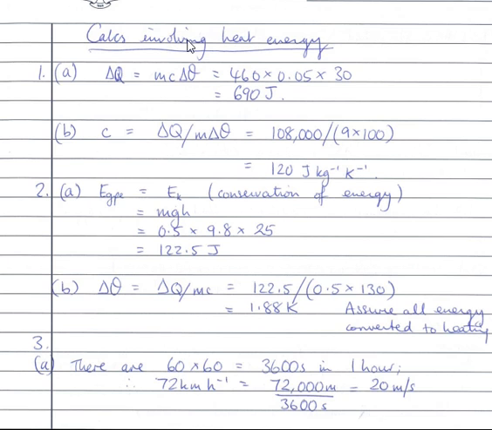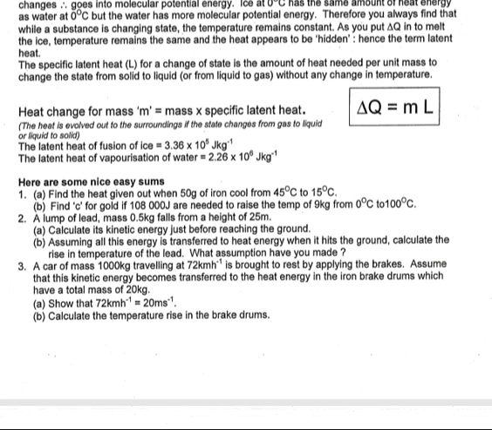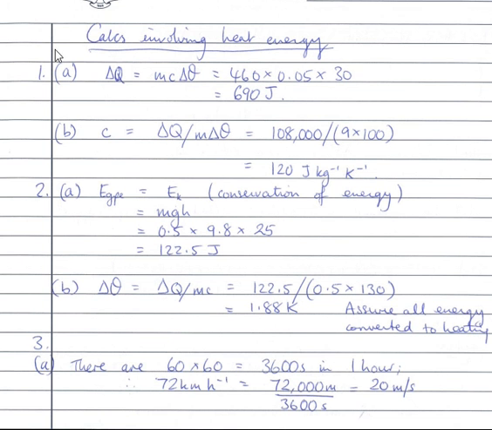Question 2. A lump of lead, mass 0.5 kilograms, falls from a height of 25 meters. Part A, calculate its kinetic energy just before reaching the ground. 2A, so the gravitational potential energy, I put as a subscript GPE, equals the kinetic energy, subscript K here. Now this is conservation of energy.